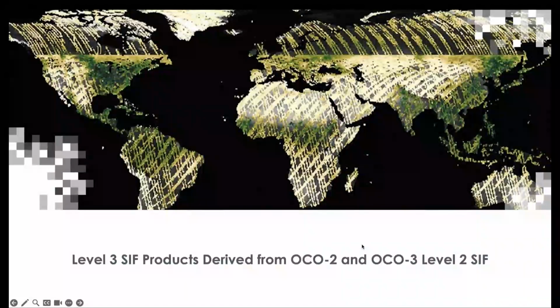Both OCO-2 and OCO-3 have a very narrow swath, as I mentioned earlier. This results in very significant spatial gaps between observation tracks, which can become very inconvenient for a lot of data users. So in this next section, I will talk about the level 3 gap-filled SIF products derived from OCO-2 and OCO-3 level 2 observations. Unlike level 2 data products, level 3 has wall-to-wall spatial coverage and also much higher temporal coverage.